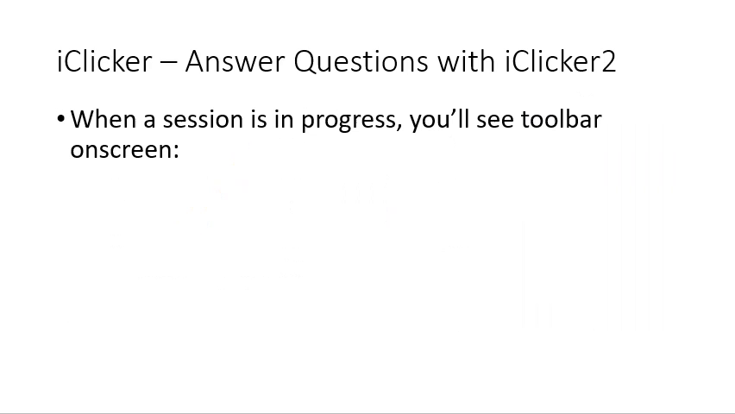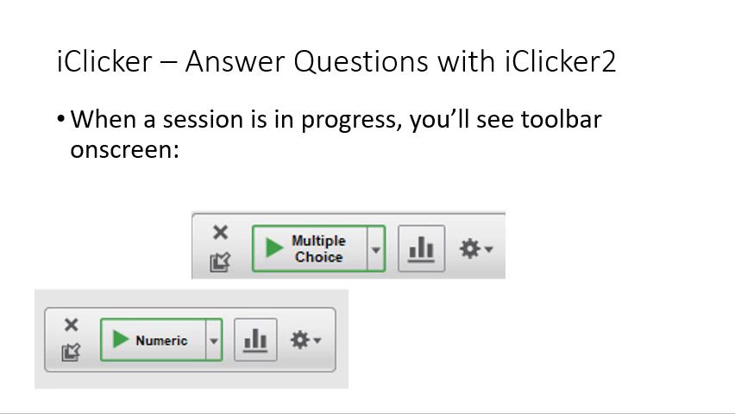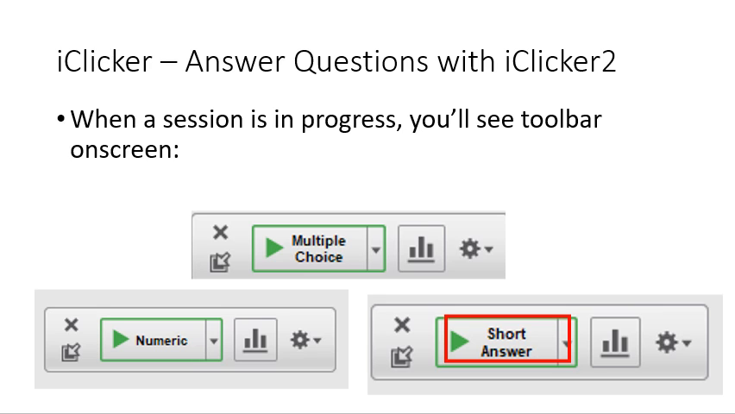When your teacher starts an iClicker session, a small toolbar that looks like this will appear somewhere on your teacher's screen. When the teacher clicks on the multiple choice button, you will be expected to submit an answer to a multiple choice question. However, if the teacher changes the toolbar to look like this, then clicks on the numeric button, you will be expected to submit a number. If the teacher changes the toolbar to look like this, then clicks on the short answer button, you will be expected to submit a string of letters and/or numbers.